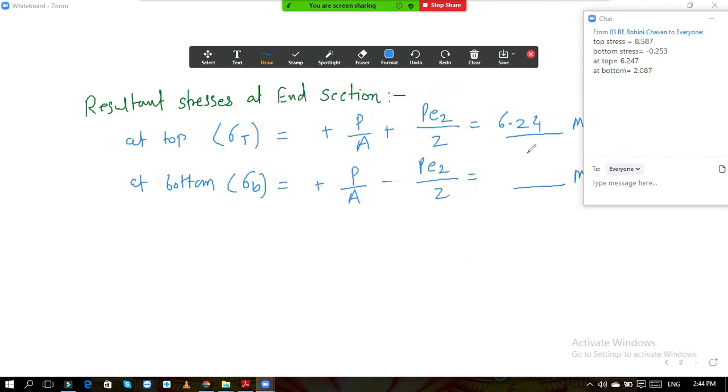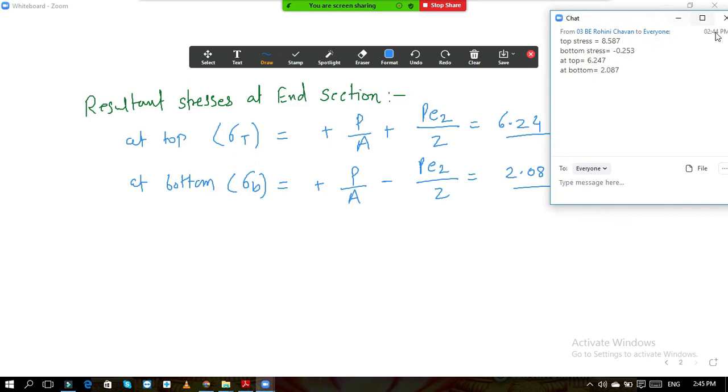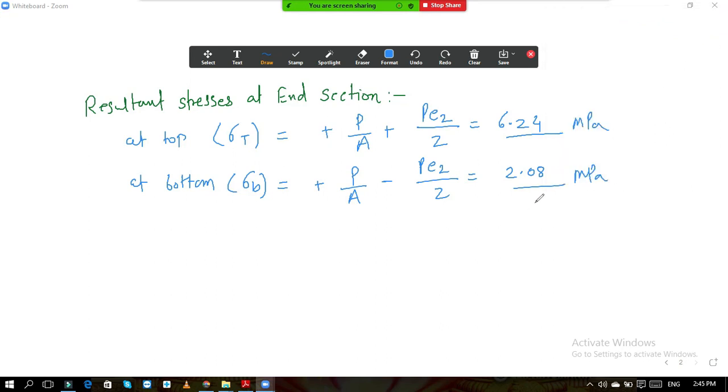So at bottom it is 2.08. At bottom it is 2.08. You can also draw the diagram of this, and you should know. So all this is about bent tendon. All this is about bent tendon.